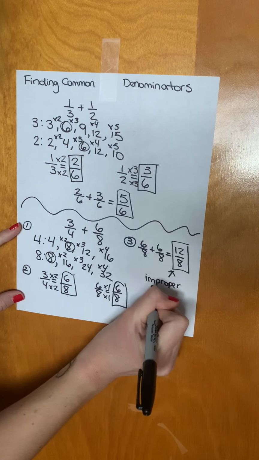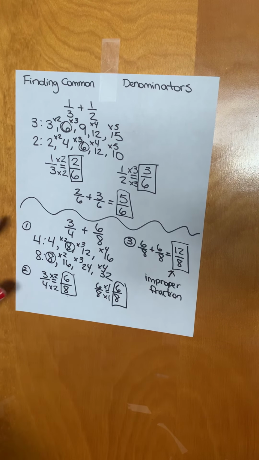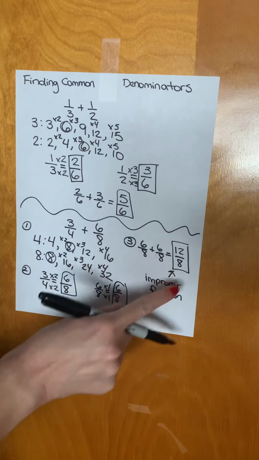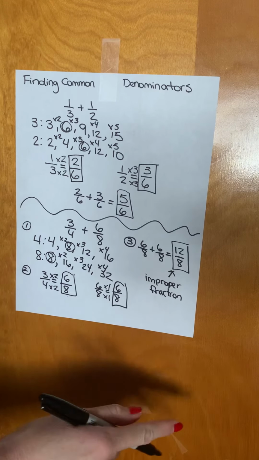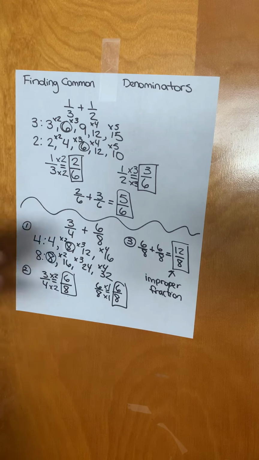We end up with what we call an improper fraction. Something that we're going to learn at the end of this week, starting tomorrow and Wednesday and Thursday, is how to convert that improper fraction back to your mixed number, which will be in the next video. That's how you find common denominators.